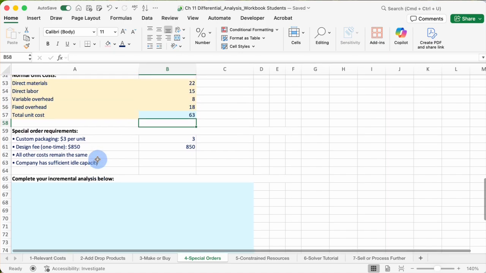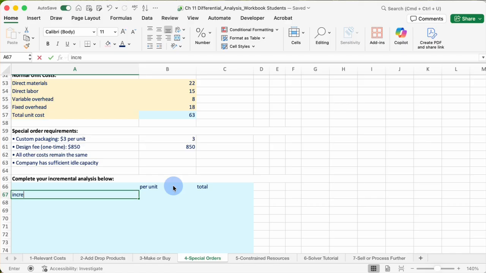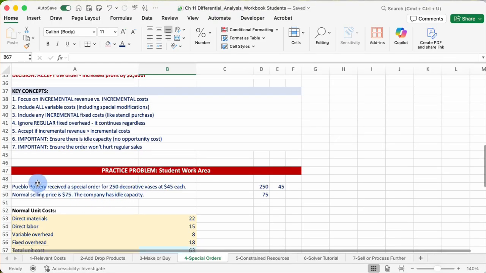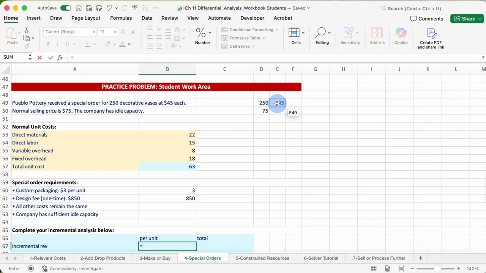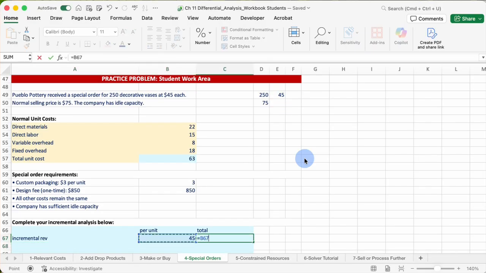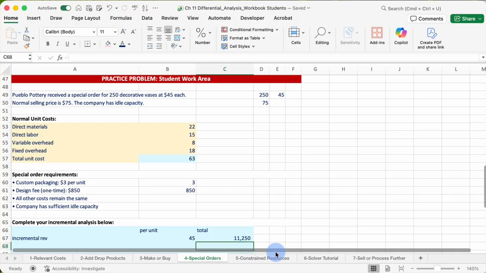So I am going to break it down so that we can see a per unit and a total. And then over on the side, we're going to start by looking at incremental revenue. The selling price for this special order was $45. I already pulled the numbers off to the side so that we had a place to cell reference. So I'm going to say equals E49. And that was for 250 vases. So the total would be the $45 selling price times the 250 units for a total incremental revenue of $11,250.